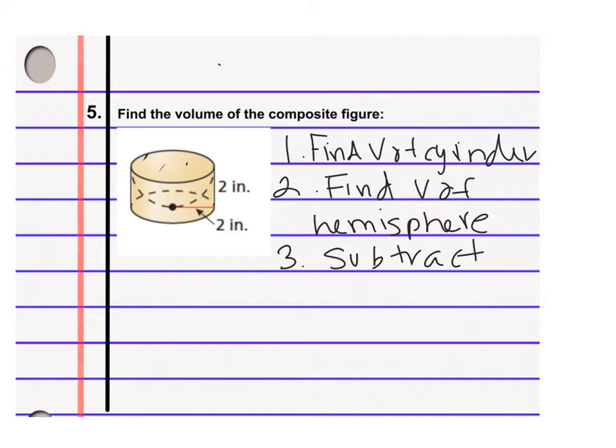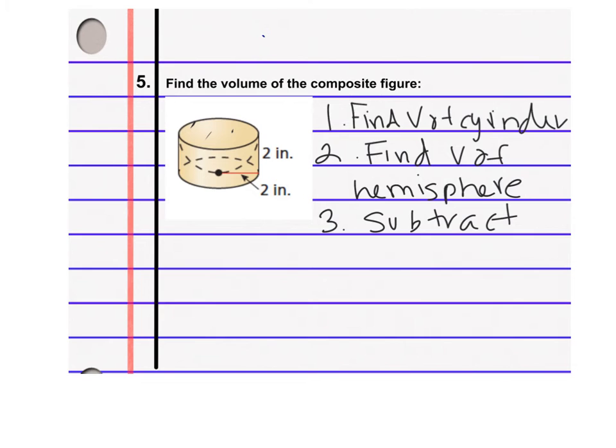So let's look at step 1, finding the volume of the cylinder. All right, and maybe I'll color code it too. Volume formula for a cylinder, base times height. The base of a cylinder is a circle, so I'm going to change that to pi r squared. The radius of my cylinder is 2. The height of my cylinder is also 2. So pi times 2 squared times 2.